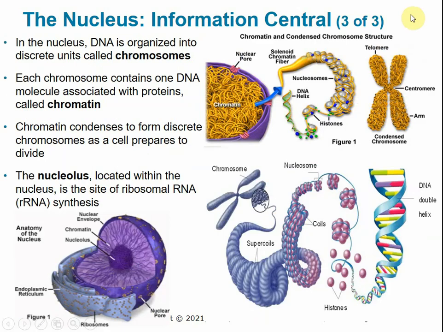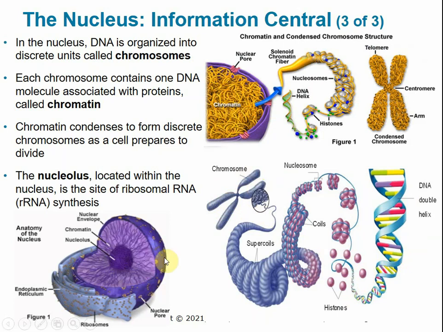So within the nucleus, the DNA is organized into discrete units called chromosomes. We're used to seeing DNA in these nice little compact X-shaped chromosomes. But really, each chromosome is going to contain one DNA molecule that is coiled and wrapped around proteins. Altogether, this is called chromatin.